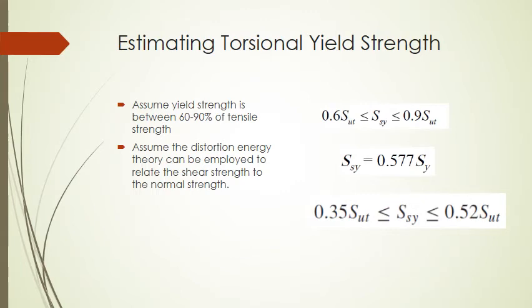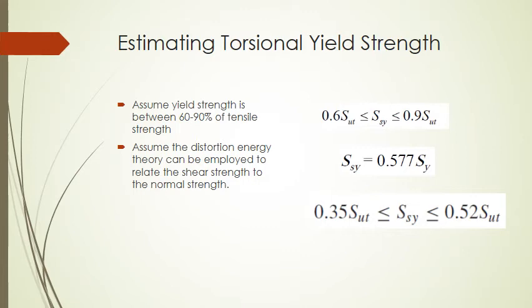Now in this slide we will discuss estimating the torsional yield strength of the spring. Yield strength of the spring can be assumed to be 60 to 90% of the tensile strength. For spring, we can assume the yield strength, S_y. Mostly in these cases, we have shear, we have torsional components. So shear yield strength can be taken as about 0.6 to 0.9, 60 to 90% of the ultimate tensile strength of that material.